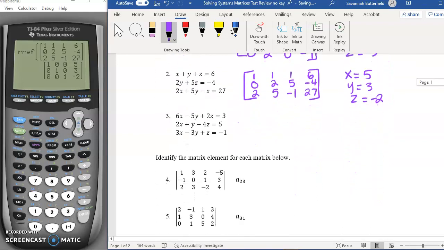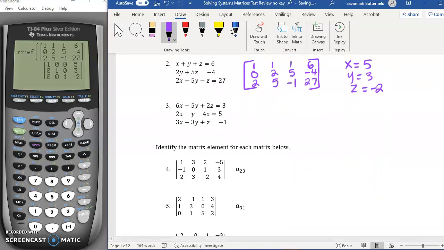So let's scroll down a little bit to look at number 3. Again, we're going to use the same approach, so we still have x, y, and z. That means 1, 2, 3, 4 columns, 1, 2, 3 equations. So this will be, once again, a 3 by 4 matrix. So 6x negative 5y, 2z, and we equal 3. And then 2x, 1y, negative 4z equals 5. 3x, negative 3y, 1z equals negative 1.